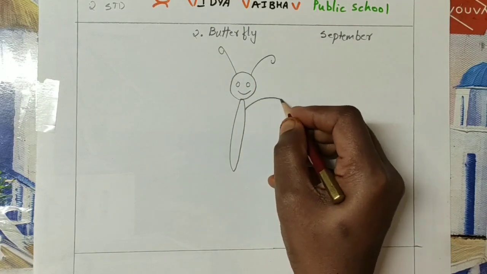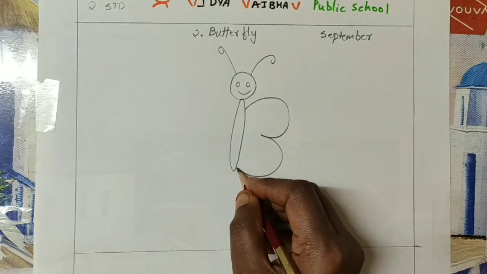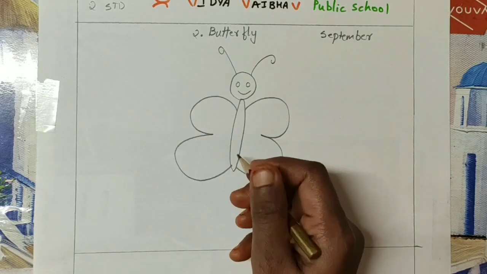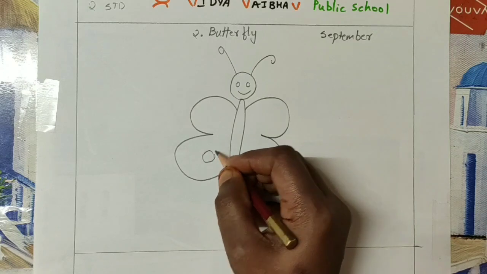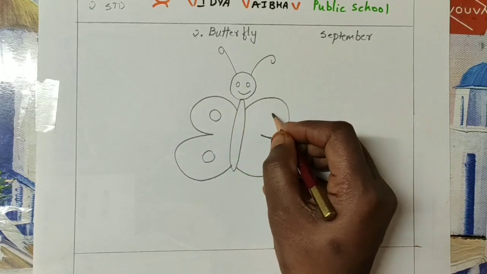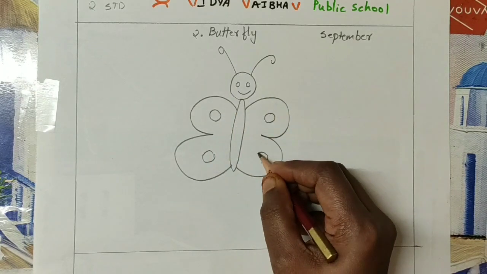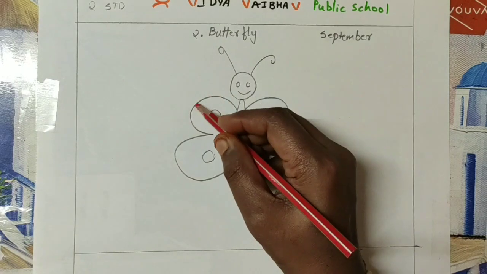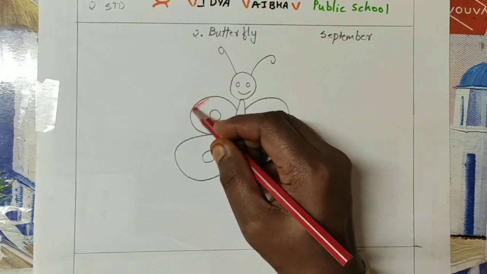Okay, and now draw a tree and draw a tree again in reverse. It means ulta, opposite side like a mirror. Okay, you can do the coloring very colorful, whichever color you like.